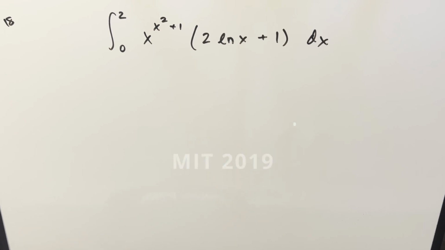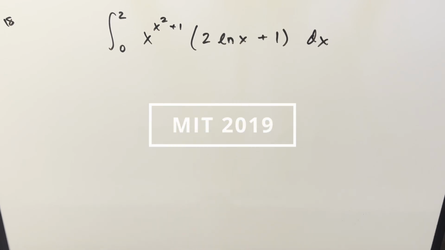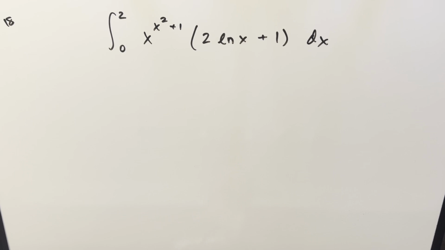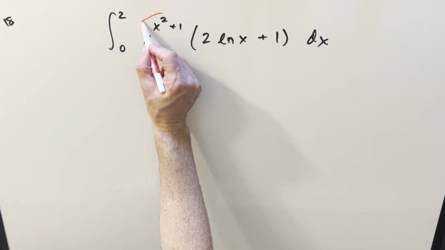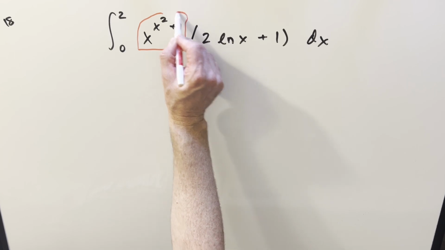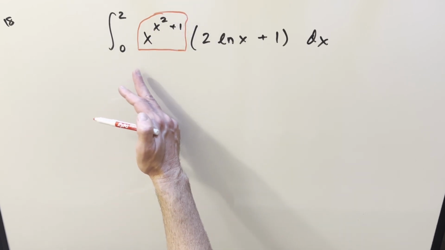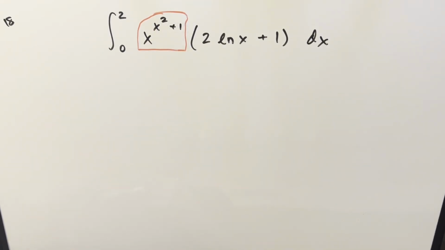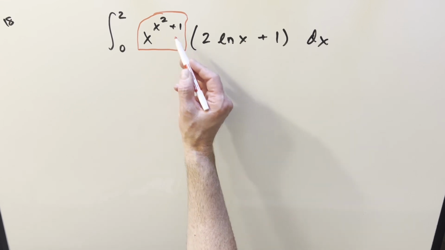Okay, we have an interesting integral from the MIT Integration Bee 2019, number 18. We have the integral from 0 to 2 of x to the x squared plus 1 times 2 ln x plus 1 dx. To get started, the place where I have all the concern is this piece right here. The trouble is having x in the base and the exponent. That's kind of troubling. And also, it's a little weird having this plus 1.